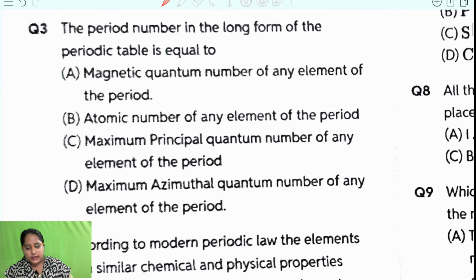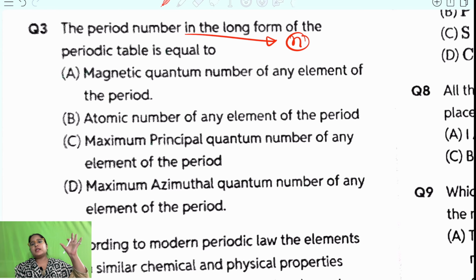Okay. Now let us see question number 3. The period number in the long form of the periodic table is equal to... just now I have told you, period number is equal to the principal quantum number n value, the maximum value of principal quantum number. Let's say I am saying 1s, 2s, 2p, 3s, 3p, 4s. So 4s. So we will see the last one, the maximum one. So the maximum principal quantum number represents the period number.